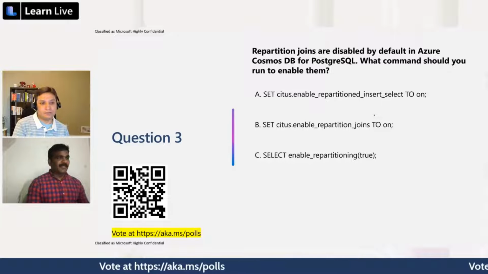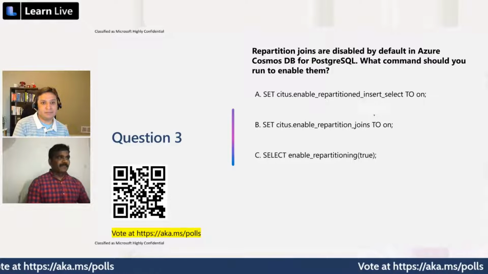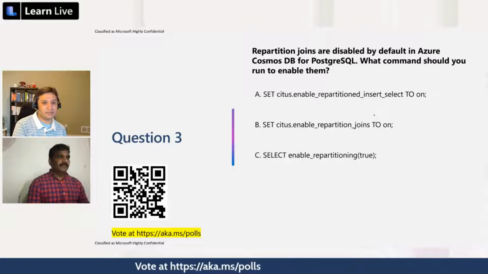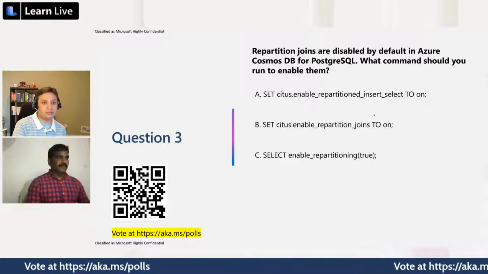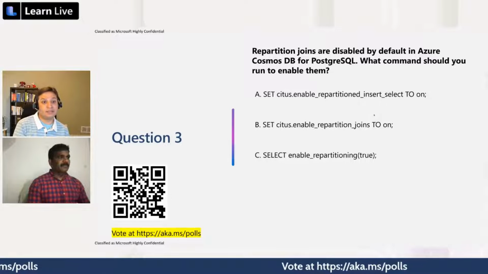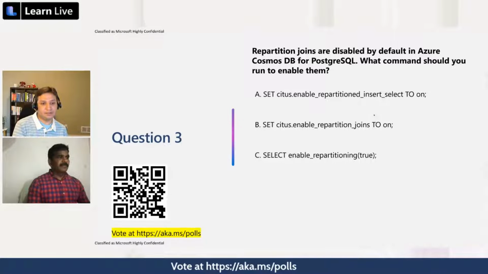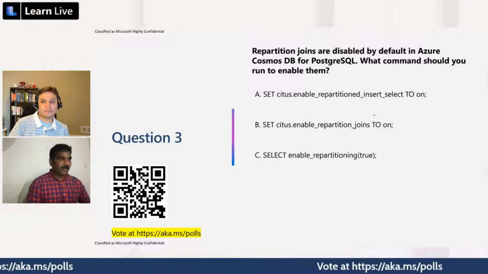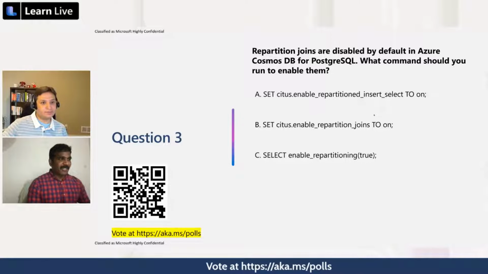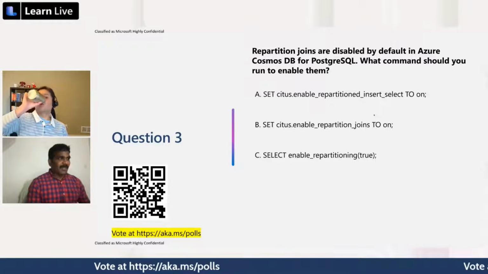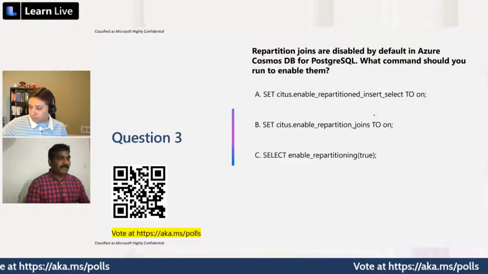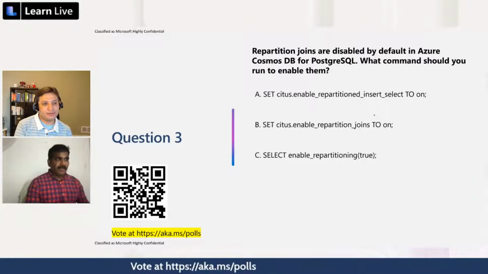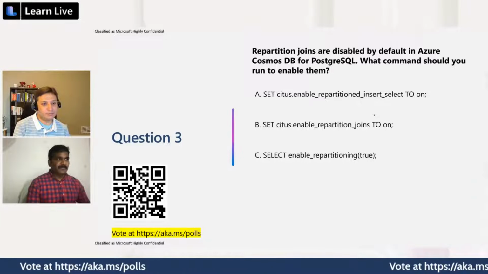The options are: SET citus.enable_repartition_insert_select to on; SET citus.enable_repartition_joins to on; and the third, if you look, is actually a function: SELECT enable_repartition true. Exactly, the function is not going to be the right one, because you cannot enable this with a function. That's a good hint, Kalai. So we are now down to two options, A and B.